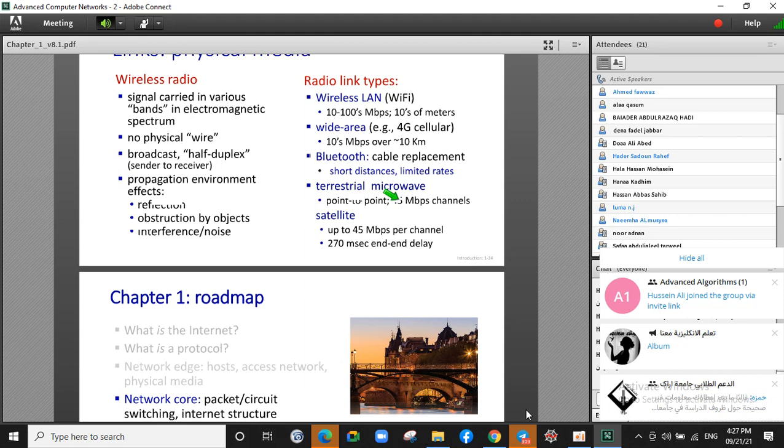So we have a long delay to transmit information from the Earth to the satellite, and again the satellite relays those data to the Earth. We have a long delay in this case. But how much? How much is the delay?